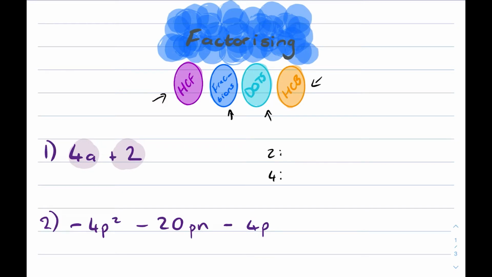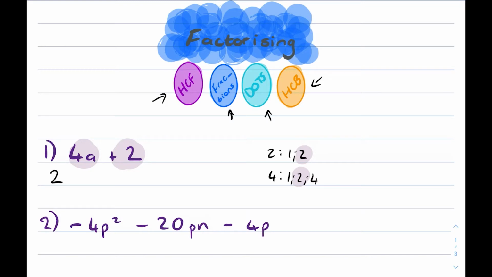So maybe first write out all your factors for 2. So it's 1 and 2. And then write out your factors for 4. It's 1, 2, and 4. Now the highest common one they both have is 2. So you can actually take out a 2. So you can factorize out a 2. So I'm going to write down the 2.